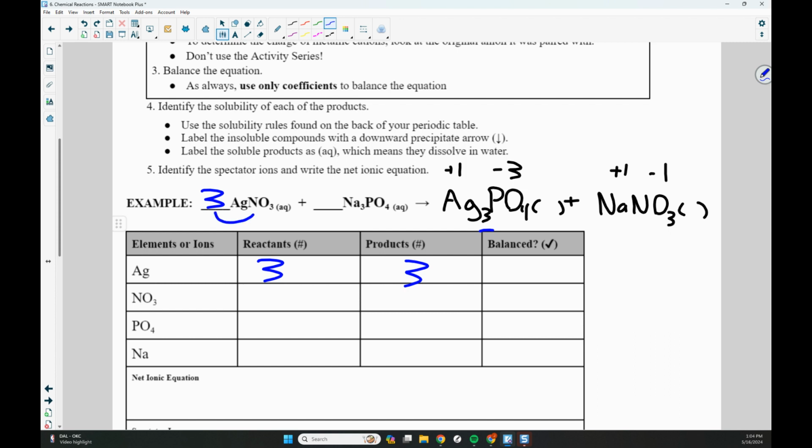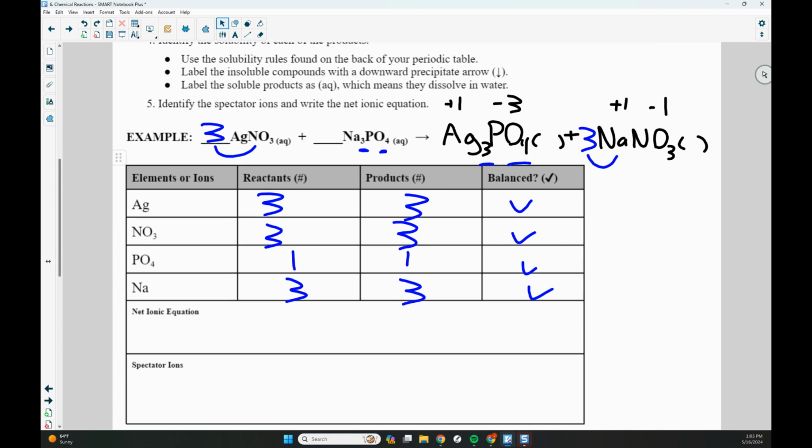And I have 3 nitrates on the left, and I only have 1 on the right, so I'm going to put a 3 there also. That balances my nitrates. That also gives me 3 sodiums on the right, and I have 3 on the left already, so those are balanced. And lastly, I've got 1 phosphate on the left, and I have 1 phosphate on the right. So everything looks balanced. You can check those off if you're using your table. So we just finished step 3. Everything I just did is what we learned yesterday, so no new stuff yet. Questions, though? Okay, moving on.